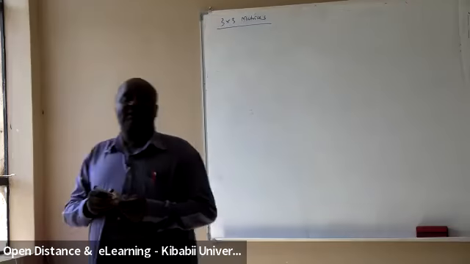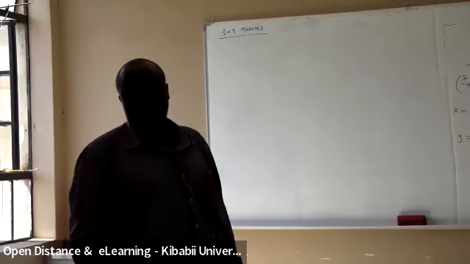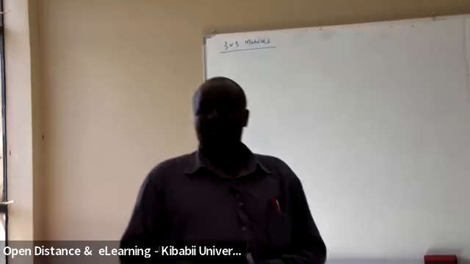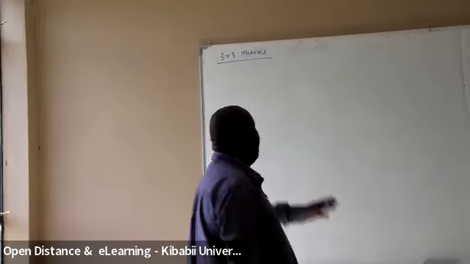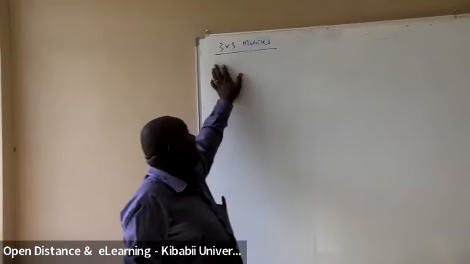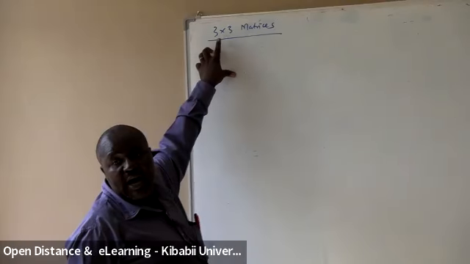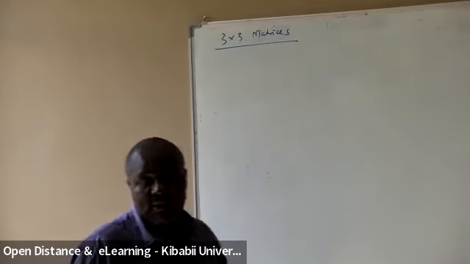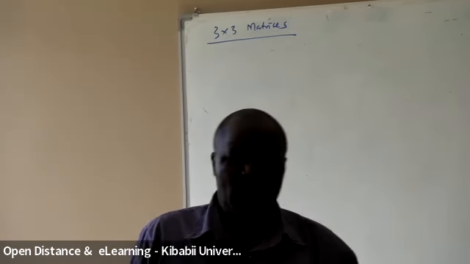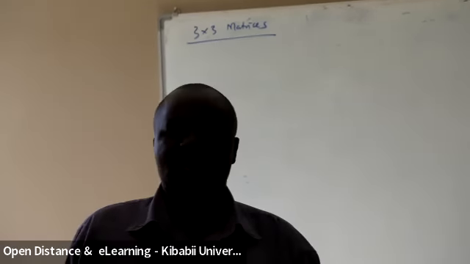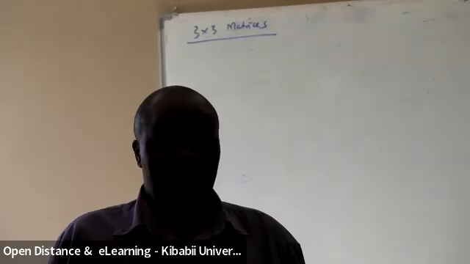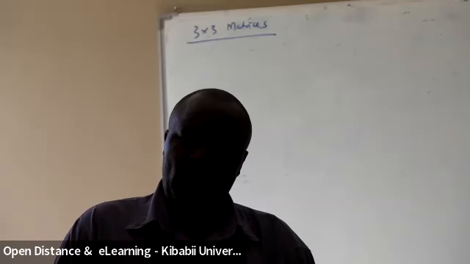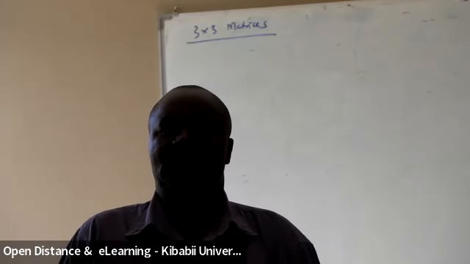So finally, let us look at 3 by 3 matrices. These are matrices that have 3 rows and 3 columns. We did see for 2 by 2 how to get the determinants. We need also to redefine how we go about it for 3 by 3 matrices.